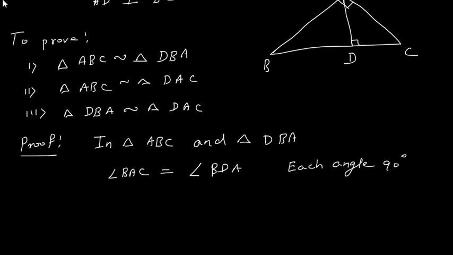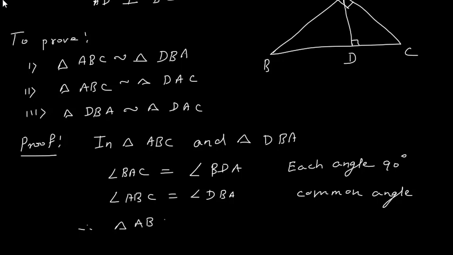Similarly, angle ABC is equal to angle DBA. They are common angle, same angle. So therefore, triangle ABC is similar to triangle DBA. This is AA criteria. You can say that this is your equation 1.